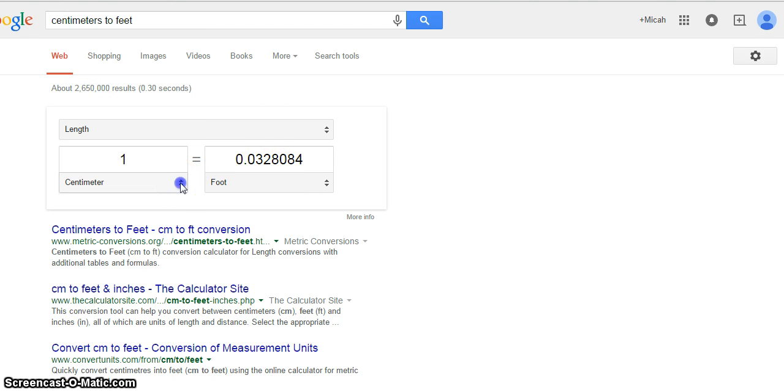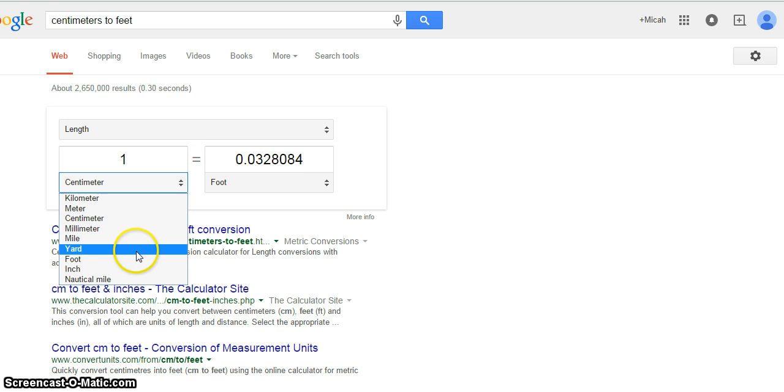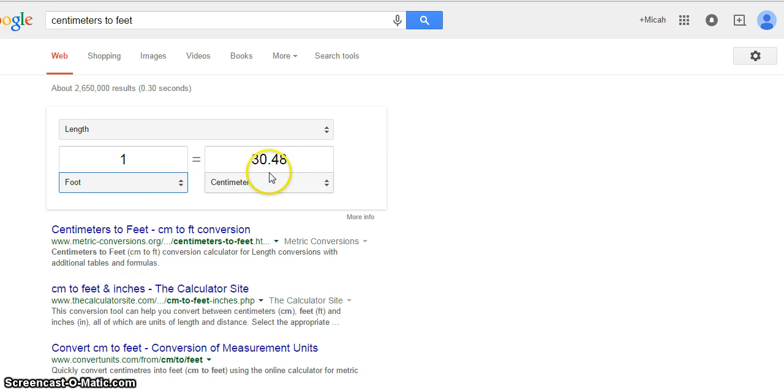So if we switch it, we make this feet and that centimeter. This is much easier to work with. So let's use this as our conversion factor, that there's 30.48 centimeters in 1 foot. I can go over and try to set that problem up.